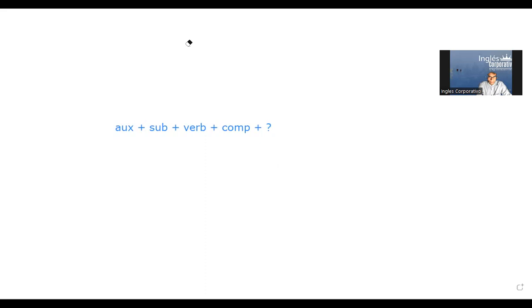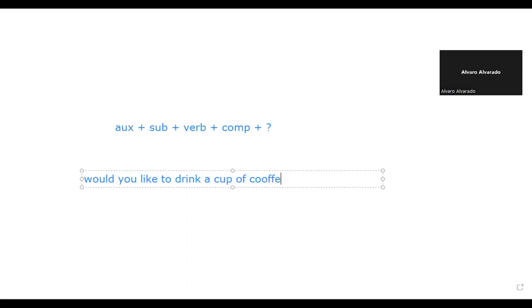Ahora bien, como ya sabemos que would es un auxiliar, no es un verbo, es un auxiliar. Sería: would you like to drink a cup of coffee this afternoon? Esto es como, ¿te gustaría? Probemos otra.